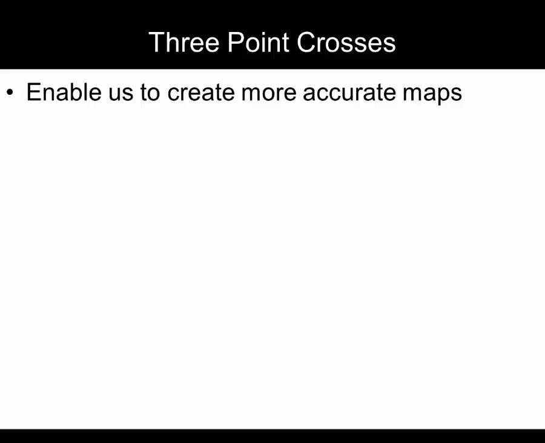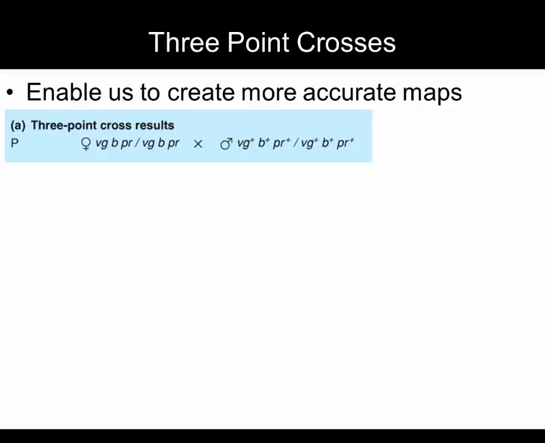Three-point crosses look more complicated, but work very similarly in practice. Let's look at VG, B, and PR, three genes on the same autosome. We start with true breeding parents with different alleles for each gene, and cross them to get a trihybrid with known linkage relationships. Here, all the genes are in coupling, though you could easily have situations where some pairs of genes are in coupling and others are in repulsion.